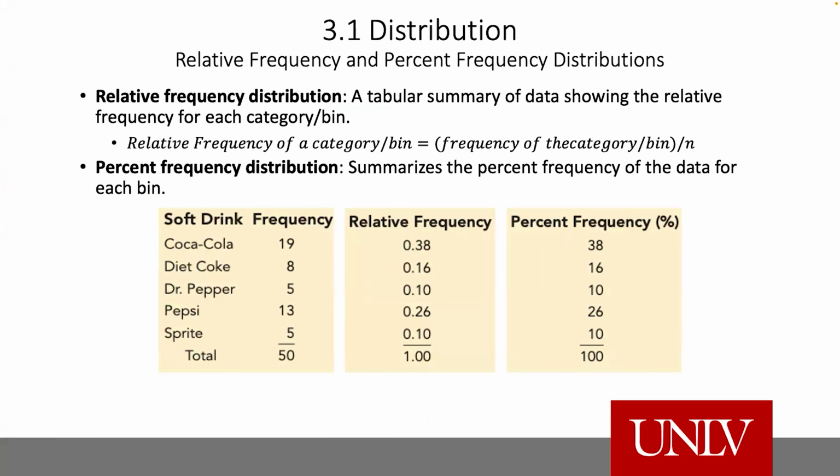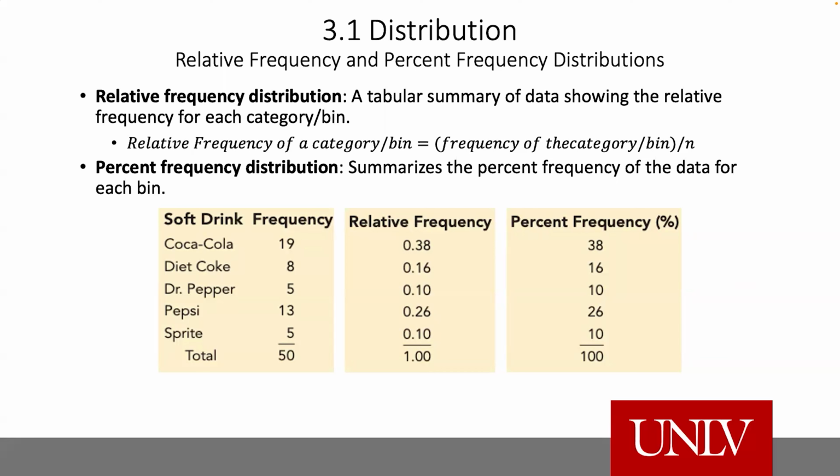Relative frequency is the proportion of occurrence of a category relative to the total number of observations. It is calculated by dividing the frequency of each category by the total number of observations. So, for example, the relative frequency of Coca-Cola is 19 by 50, which is 0.38.